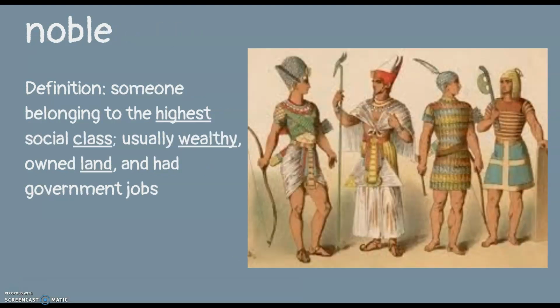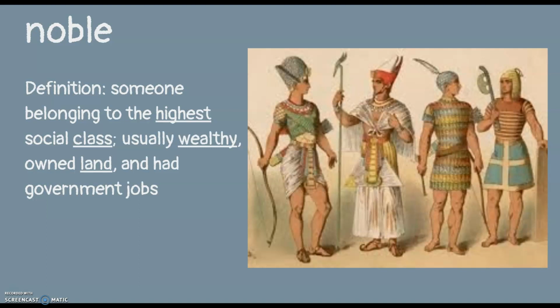Noble. Someone belonging to the highest social class, usually wealthy, owned land, and had government jobs. In social studies this year, we will reference a social structure pyramid with the ruler at the very top. Nobles are directly underneath the ruler of the empire or the kingdom, or just broadly the civilization that we study.